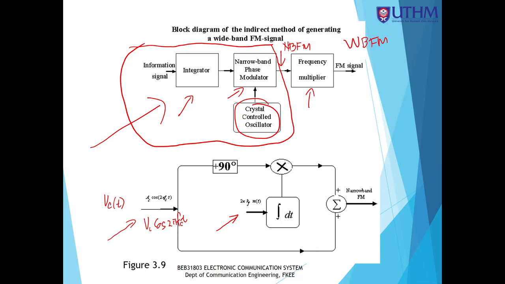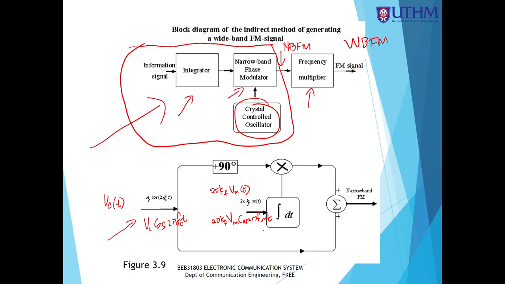Okay, the input information signal is here. You are given 2 pi kf, and vm t. That means the input is 2 pi kf vm t. Since we are using cosine for the carrier, it is better to use cosine also for the modulating signal. That means kf Vm cos 2 pi fm t. Okay, 2 pi kf Vm cos 2 pi fm t. Okay, this is the input modulating signal.